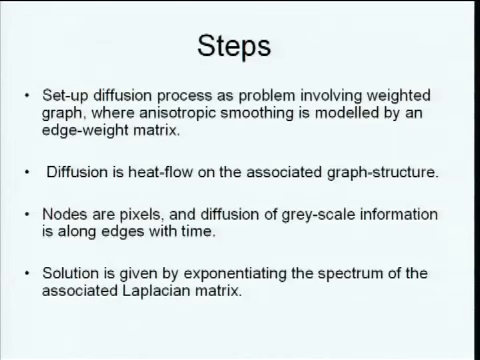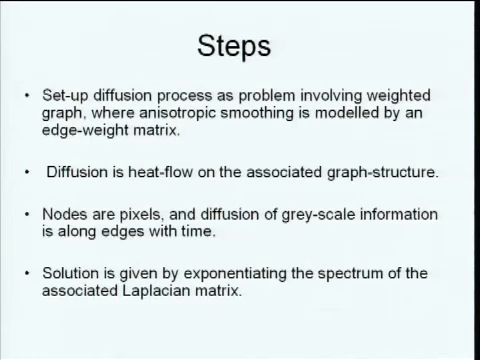We set up the diffusion process as a problem involving a weighted graph, and the anisotropic smoothing is modeled by an edge weight matrix. The idea of this edge weight matrix is that we're going to have large weights associated with strong discontinuities in the image, that is to say edges, and we're going to have low weights when we're in regions of smoothness. When we set the problem up in this way, the heat equation will allow easy flow of information along the low edge weights, and it will impede the flow of information across the high edge weights.